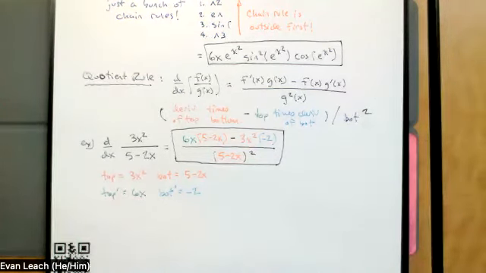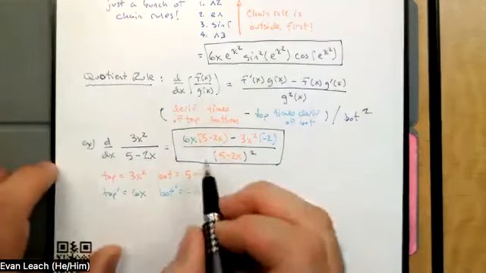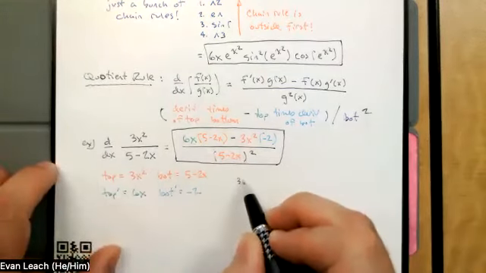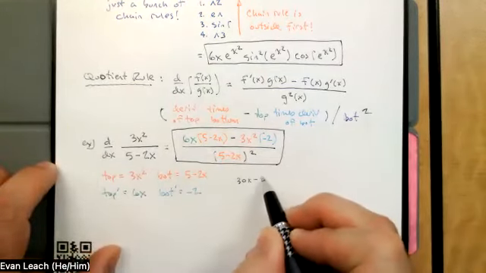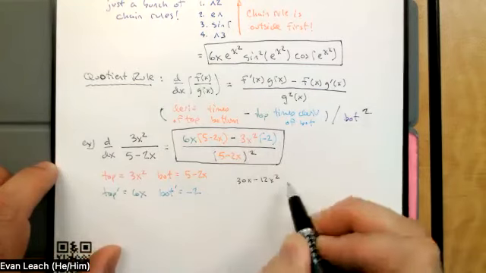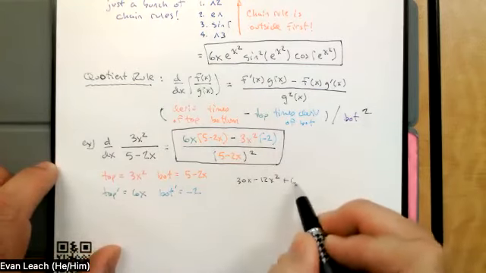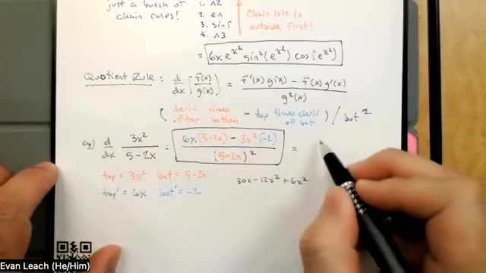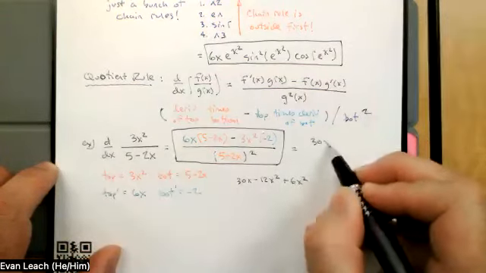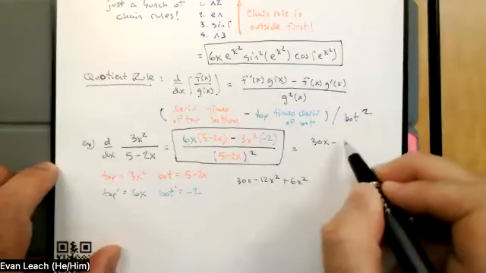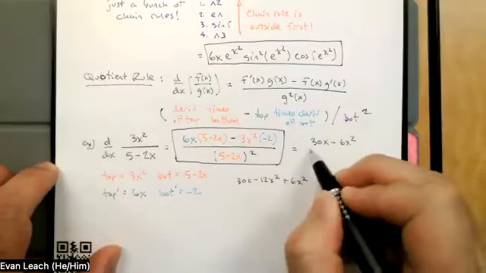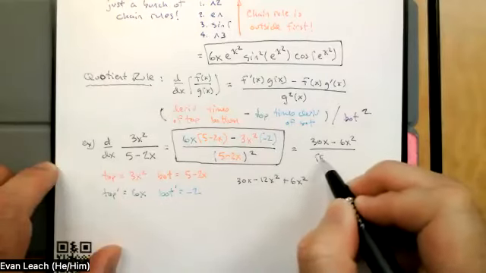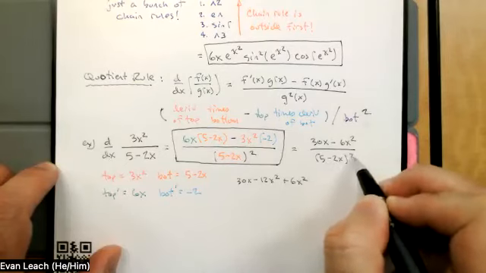If you want to simplify it, I would just multiply out the numerator. So I'll have a 30x minus 12x squared plus 6x squared. So in the numerator, we can have a 30x minus 6x squared over 5 minus 2x. I would leave that squared like that.